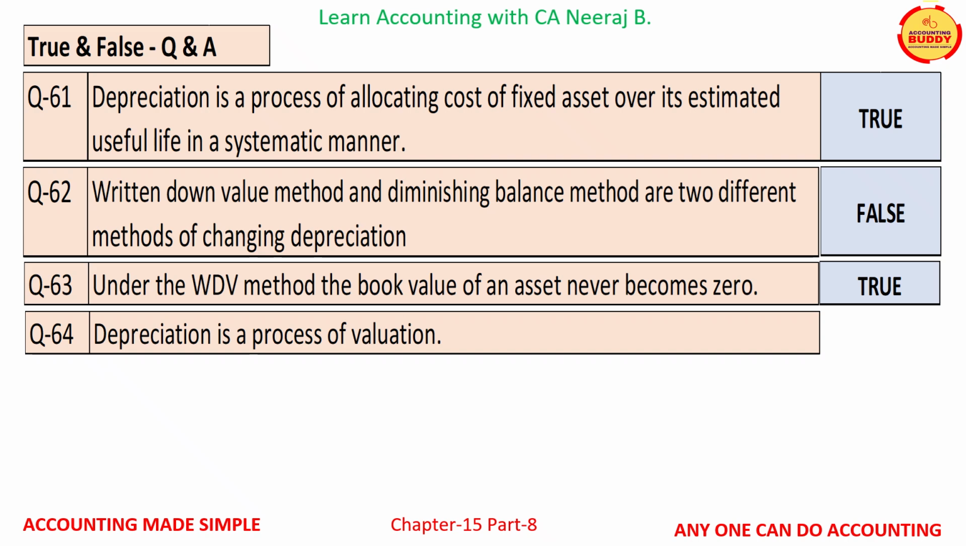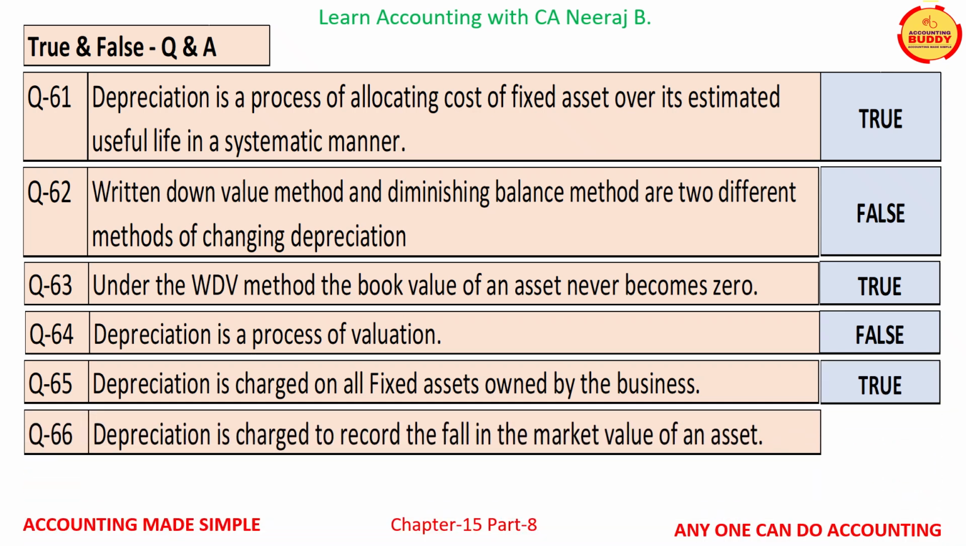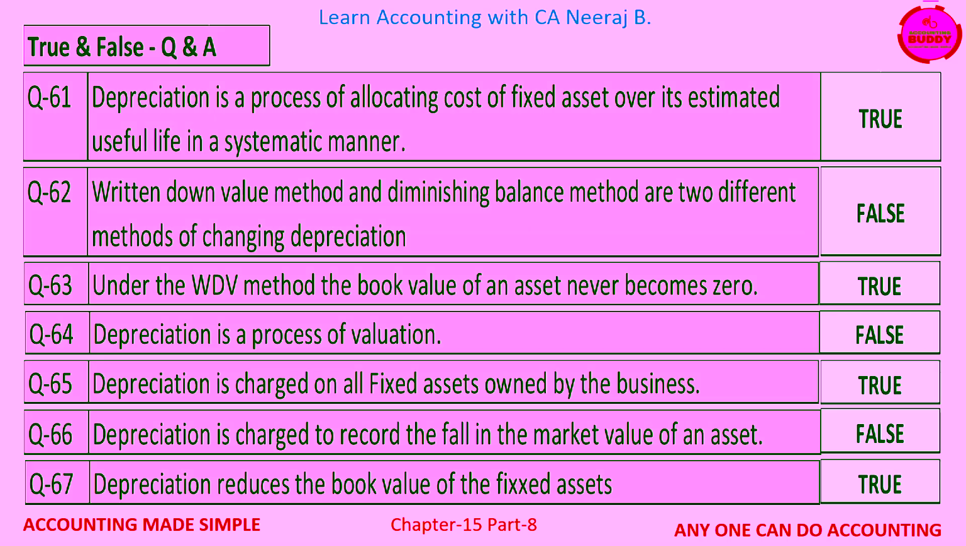Question number 64, depreciation is a process of valuation. This is a false statement. Question number 65, depreciation is charged on all fixed assets owned by the business. This is a true statement. Question number 66, depreciation is charged to record the fall in the market value of an asset. This is a false statement. Question number 67, depreciation reduces the book value of the fixed asset. This is a true statement.